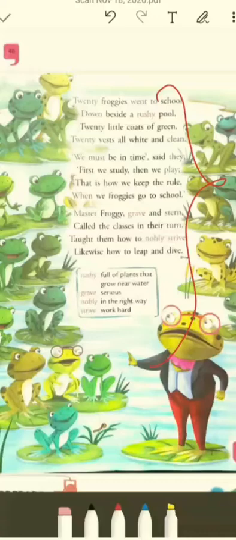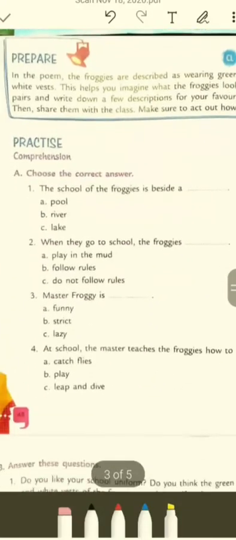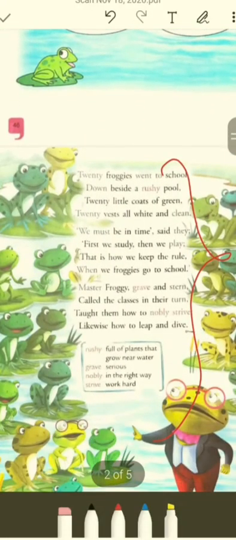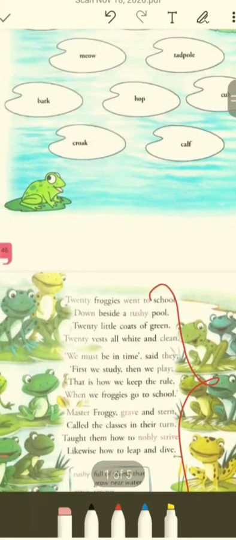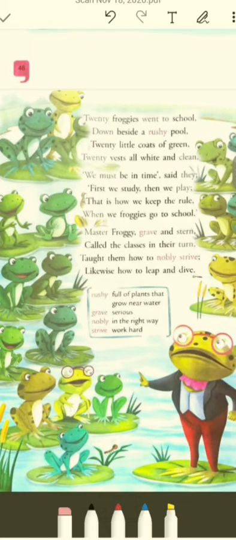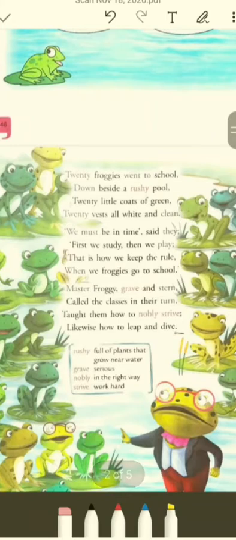Okay. So this is a simple poem. What we'll do is we'll read it once again. You will have to repeat after me. Okay. So let's re-study the poem once again. Repeat after me.